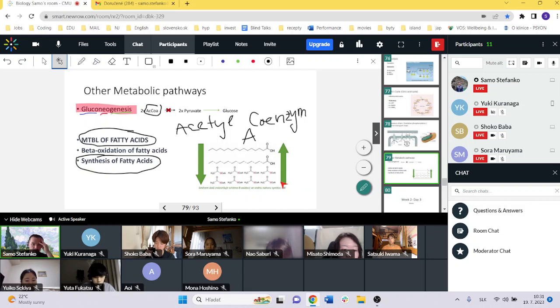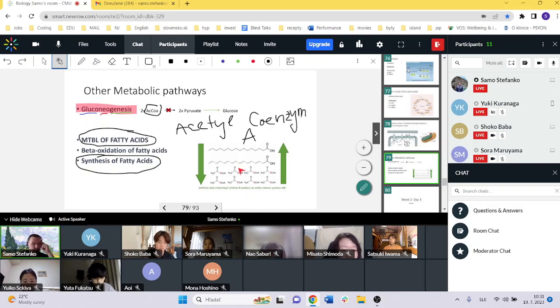If we go in this direction, from acetyl coenzyme A, we synthesize a fatty acid and we have this long chain 16 carbon fatty acid. If we start on the other end, in the other direction, we call this process beta oxidation of fatty acids. So basically a long chain 16 carbon fatty acid is cut and broken down into acetyl coenzyme A.